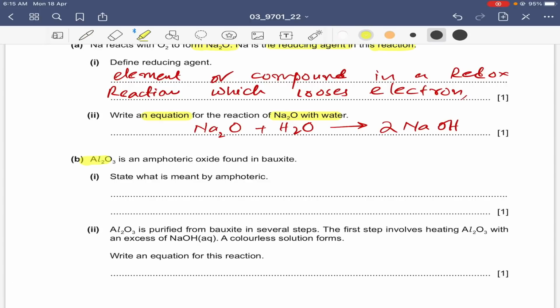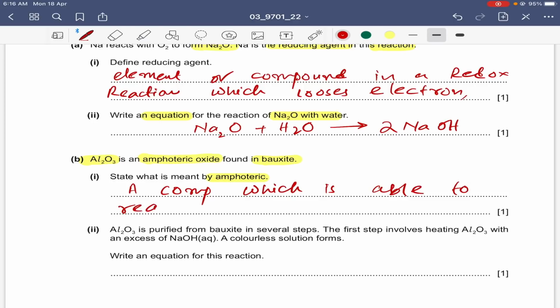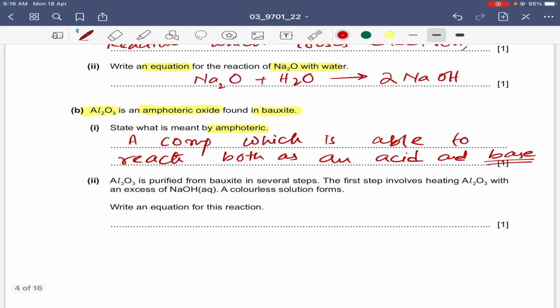Now, the next part is Al2O3, aluminum oxide, is an amphoteric oxide found in bauxite. State what is meant by amphoteric. So what is meant by amphoteric? A compound which is able to react both as an acid and as a base, meaning which can react with acids and bases. Those are known as amphoteric substances. So it is an amphoteric oxide.